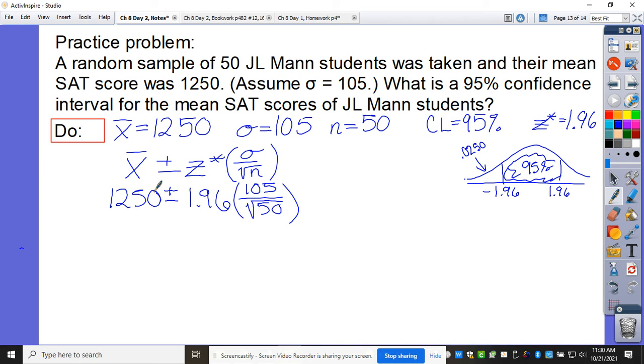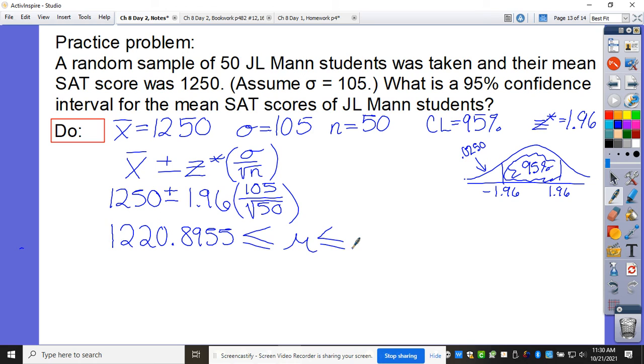And what do you get? I don't have this one written down in front of me. 1220.8. Is less than or equal to what symbol? Mu, because that's what we're estimating.